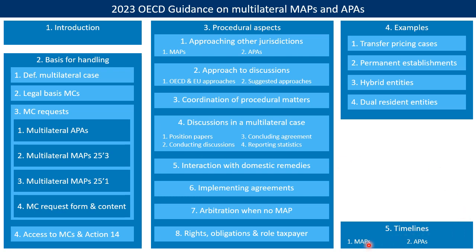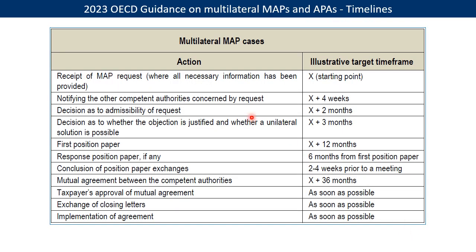Now we come to timelines, and there are timelines for MAPs and APAs, and it basically follows what is done under Action 14. For the multilateral MAP cases, it says you receive the MAP request, and within 4 weeks you need to let the other competent authorities know that you have one. You should let the taxpayer know whether you think it is admissible within 2 months, and then you should decide whether the objection is justified and whether a unilateral solution is possible within 3 months. If not, then everyone must decide who will make the first position paper. Typically that will be the country that has made the adjustment, right? And then they need to submit the first position paper within 12 months.